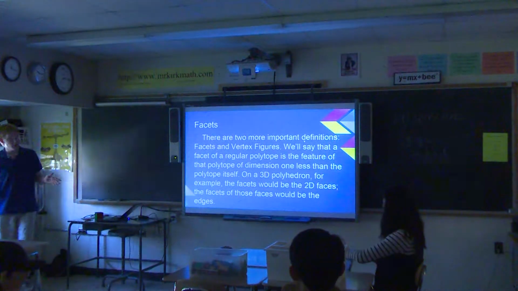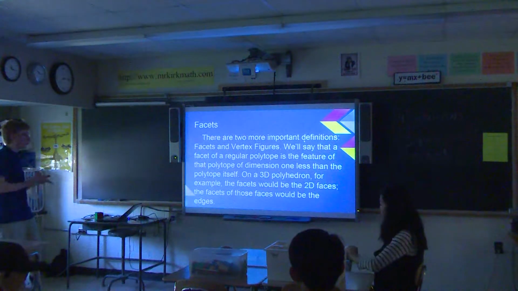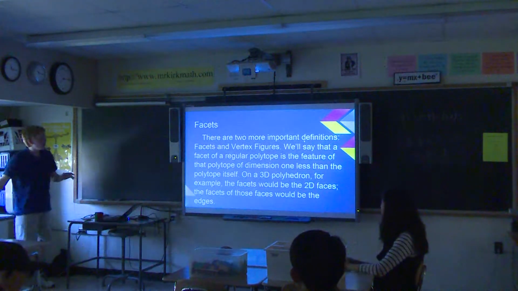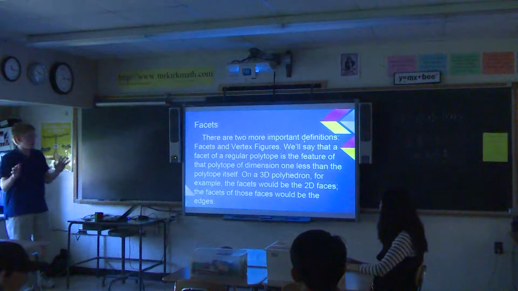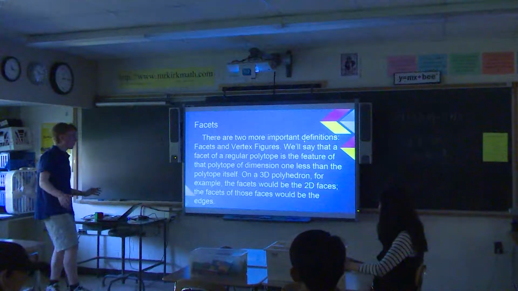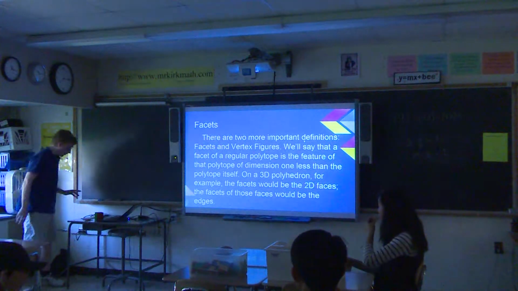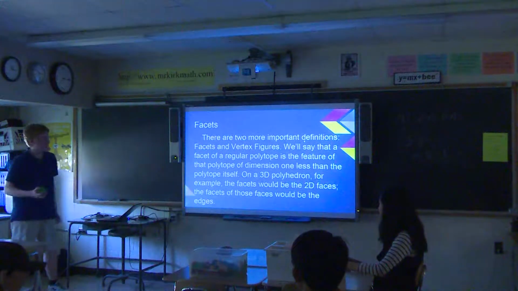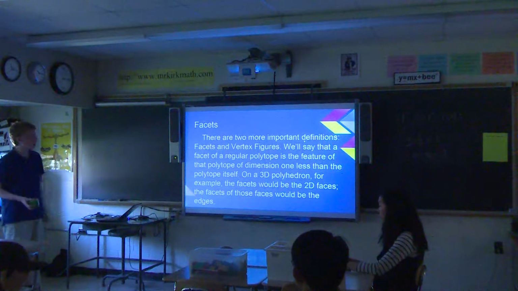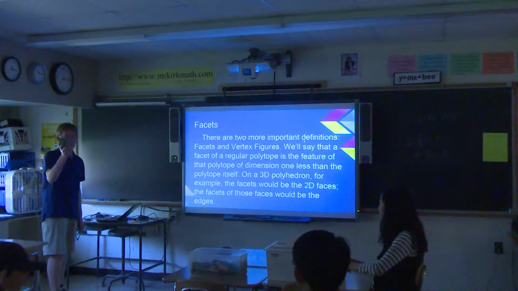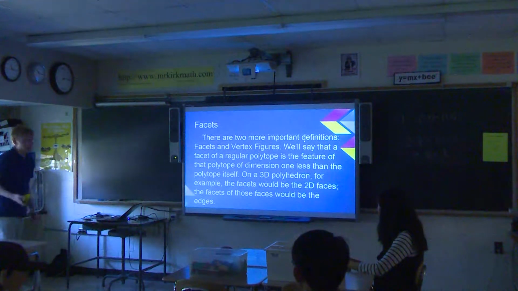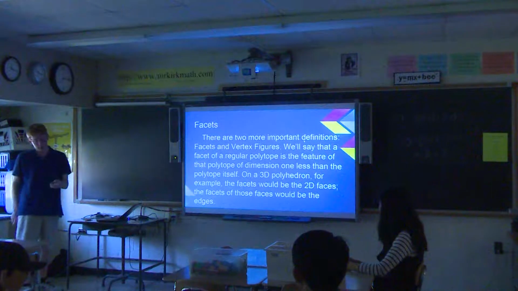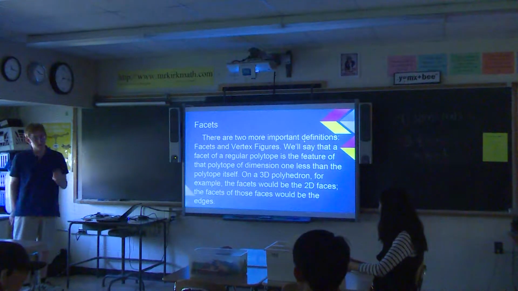So 2 more important definitions are facets and vertex figures. This is getting a little bit more advanced, but we'll say that a facet of a regular polytope is the feature of that polytope of dimension 1 less than the polytope itself. What that means is, for example, on a 3D polyhedron, its facets are going to be its 2D aspects, or its faces. So the cube here, the facets are squares. And the facets of those faces, for example the triangle, are going to be just the edges.